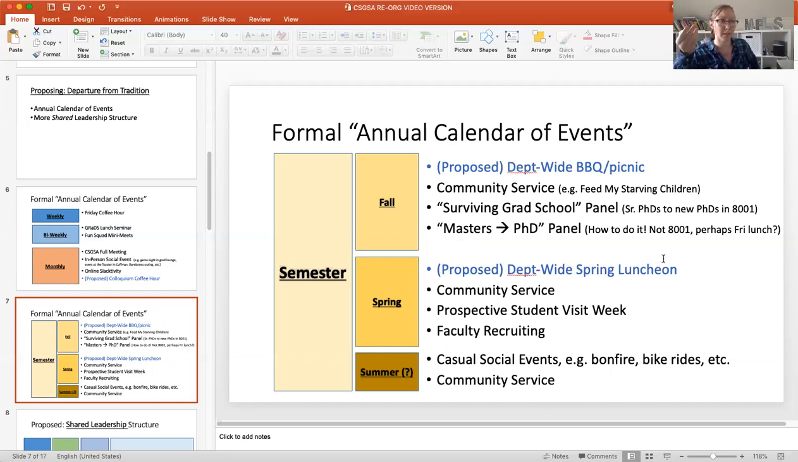We also, in the spring, would want another community service event, as well as contributing to things that CSGSA has classically done, like the Prospective Student Visit Week and faculty recruiting events.